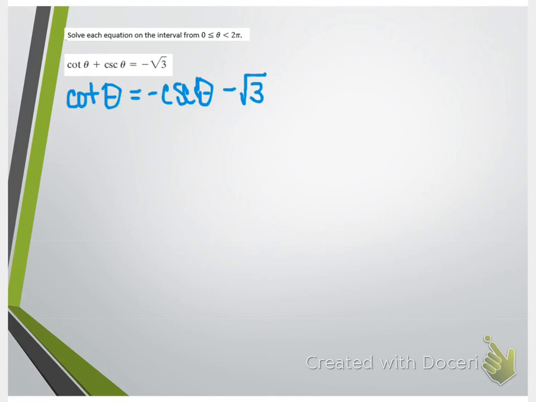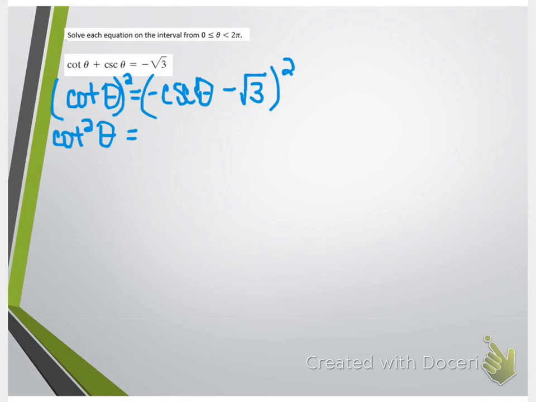All right, so what I want to do is square the left, and square the right. Left falls right out. That's just cotangent squared theta. I'm watching my notation. On the right, I have to be careful. I have to FOIL this. Okay, so I got to make sure I get all the pieces.